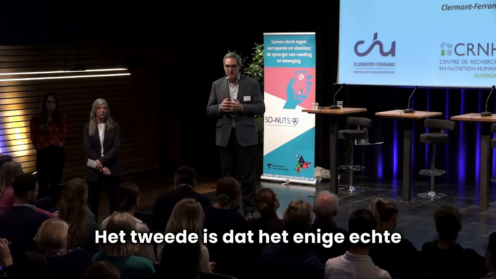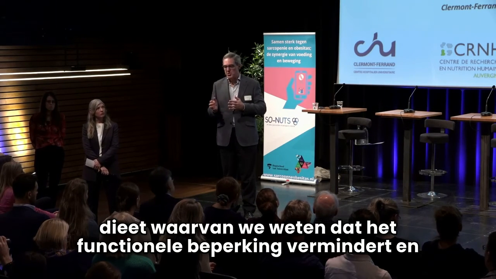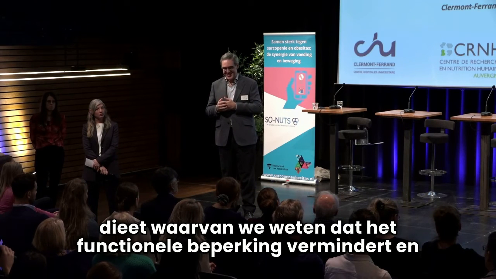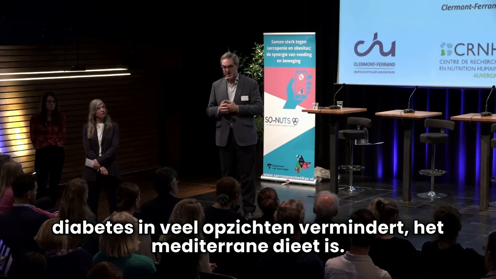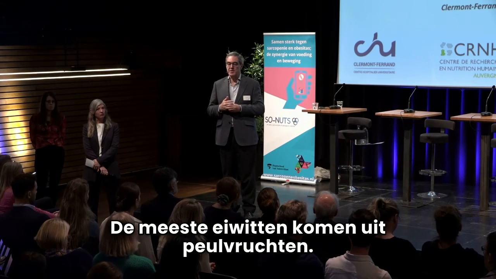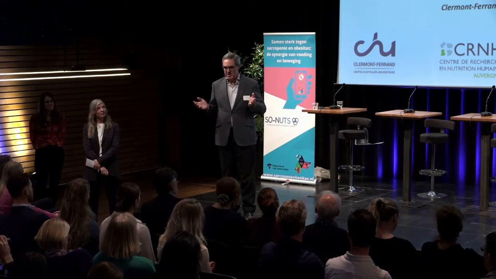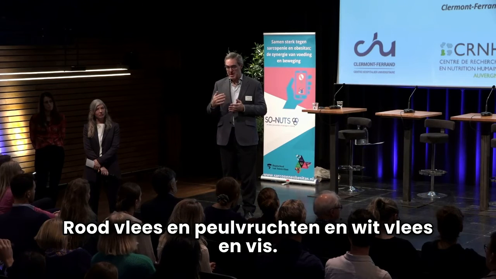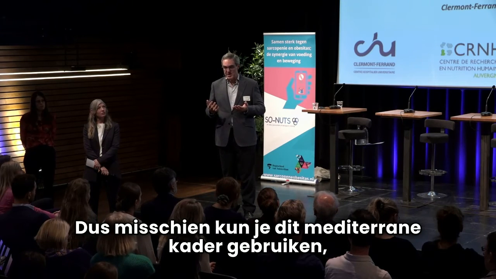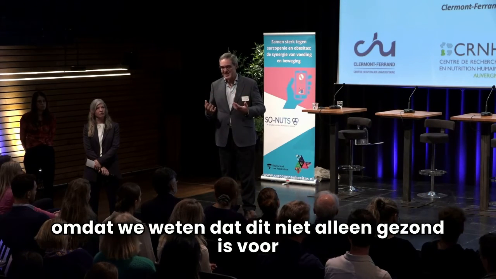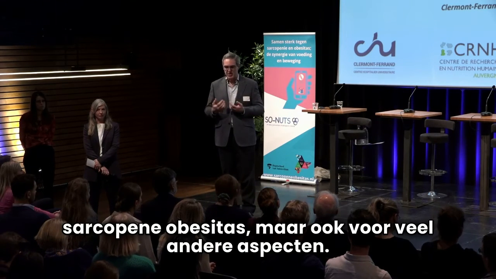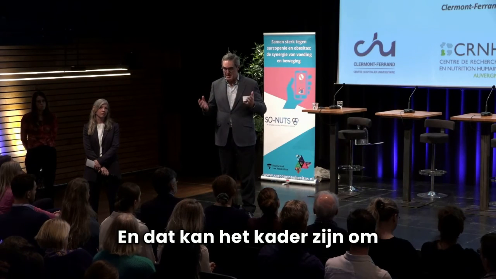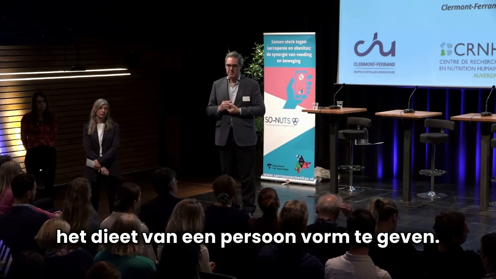The second thing is the only real diet that we know reduces disability and diabetes in many aspects is the Mediterranean diet. In the Mediterranean diet, most of the proteins come from legumes. Red meat is only recommended once a week, and then there are legumes, white meat and fish. So perhaps you can use this Mediterranean framework because we know that's healthy not only for sarcopenia or obesity, but also for many other aspects. And that may be the framework to shape the diet of a person.